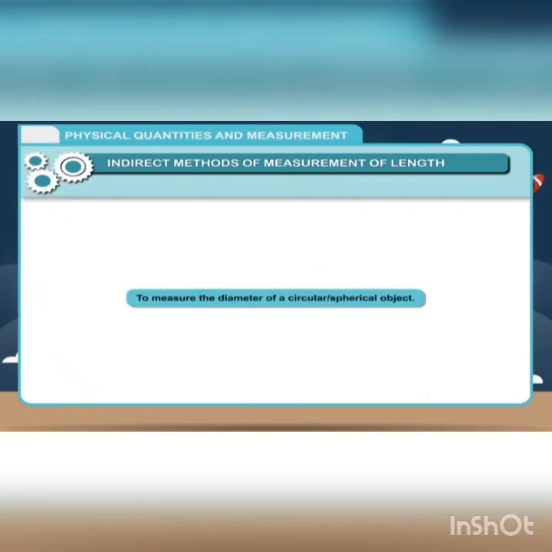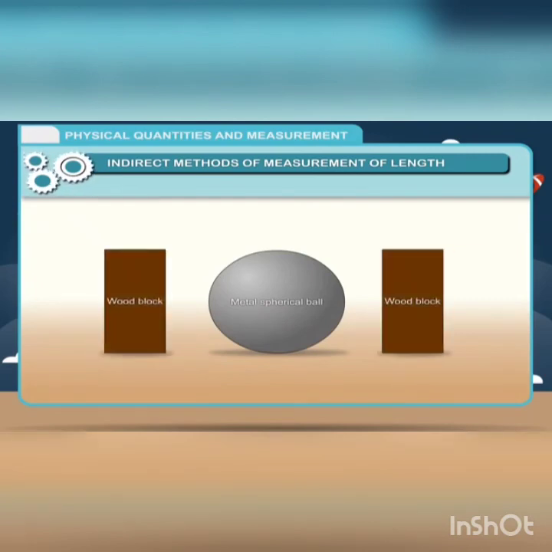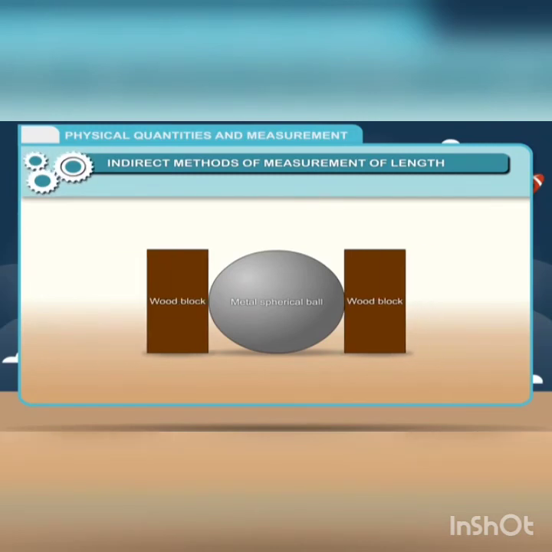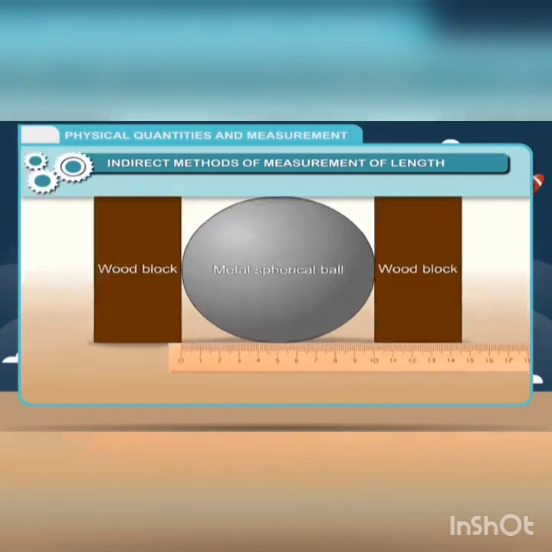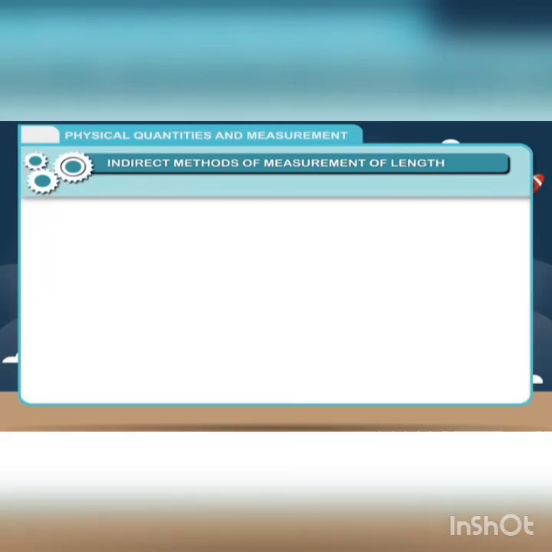Activity: to measure the diameter of a circular or spherical object. Take a metal spherical ball and 2 wooden blocks. Place the spherical ball between the 2 blocks. Mark the point of contact of the sphere with the blocks. Using a ruler, measure the distance between the inner faces of the 2 blocks which are in contact with the sphere. If the ruler is placed as shown in the figure, the difference between the 2 readings on the ruler gives the diameter of the sphere.